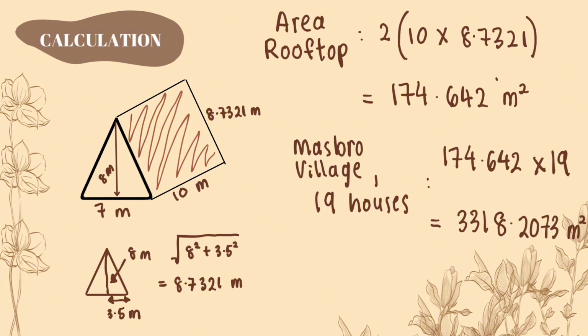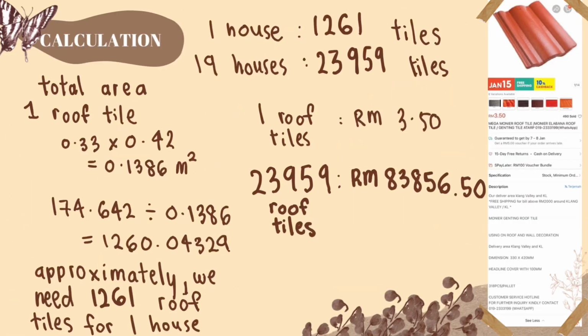174.642 square meters. Next, Masbro Village consists of 19 houses. So, the total roof area for all houses is 174.642 multiplied by 19, which equals 3,318.2073 square meters. After that, I calculated the number of roof tiles required.